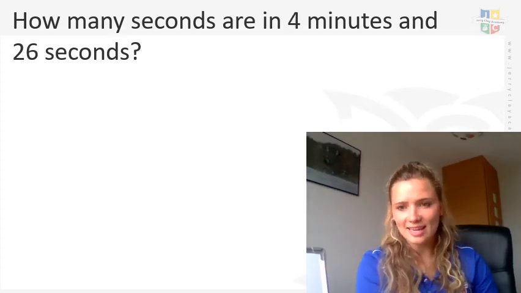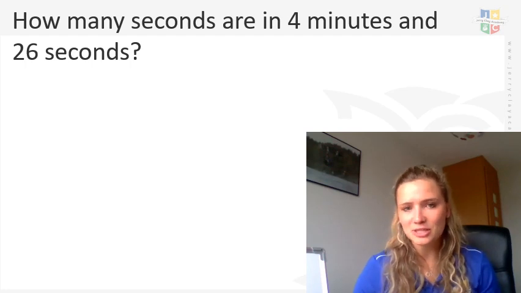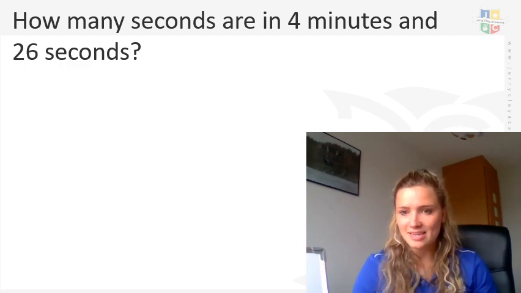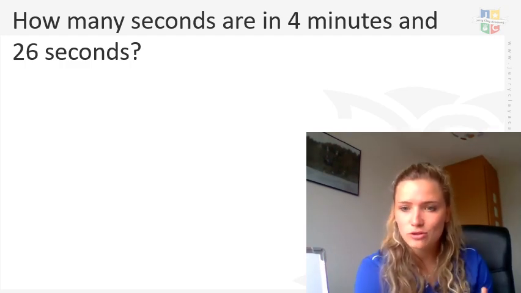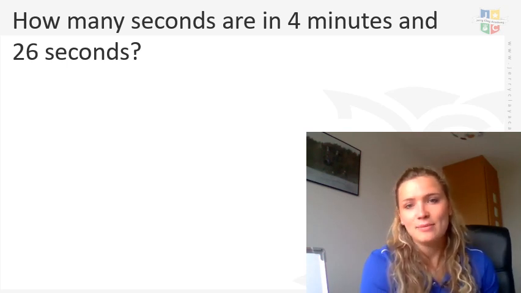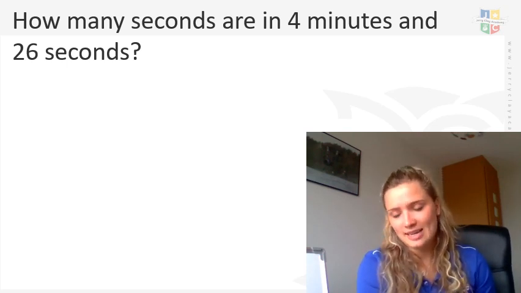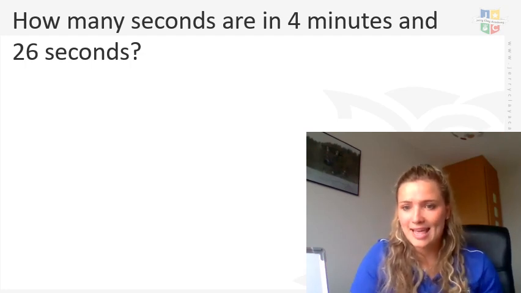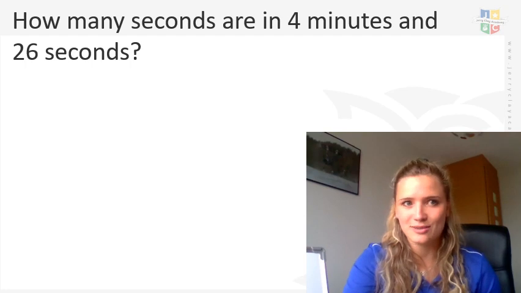Looking at this question, then, I'd like you to have a go. You can either use the bar model method that I've just shown you, or you can use the multiplying method and the adding that I also showed you on the last slide. If you're unsure again, please move it back and use it as an example. So how many seconds are in 4 minutes and 26 seconds? Once you've had a go at working it out and you think you've found the answer, press play again on the video and we'll see if you've got it right.